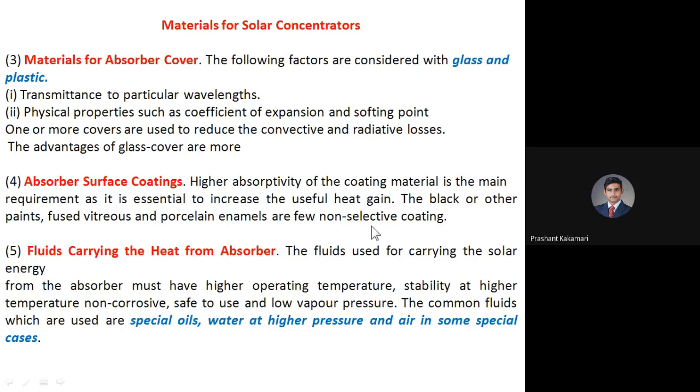The non-selective coatings that should be avoided are: one is paints, many different paints should be avoided. Then vitreous materials or porcelain materials should be avoided, or some enamel coatings. Otherwise this will reduce the absorption of heat. We should improve the absorption of heat rather than reducing it.